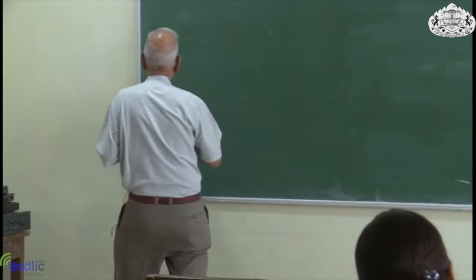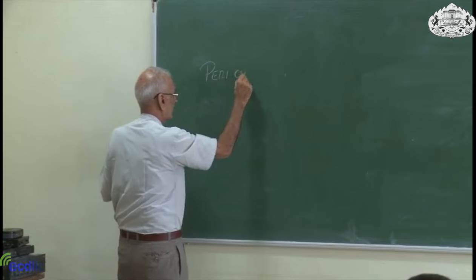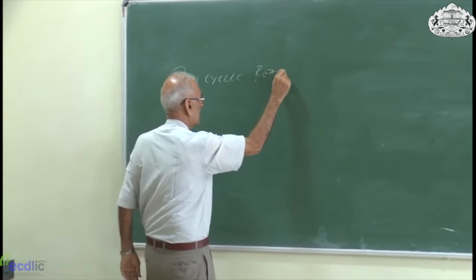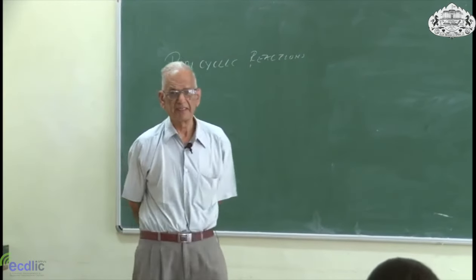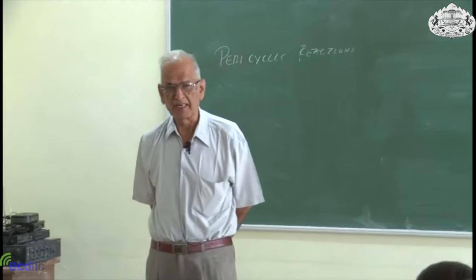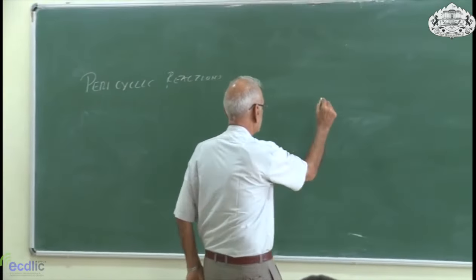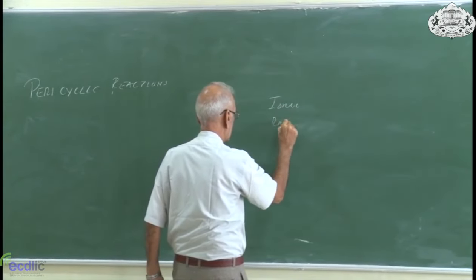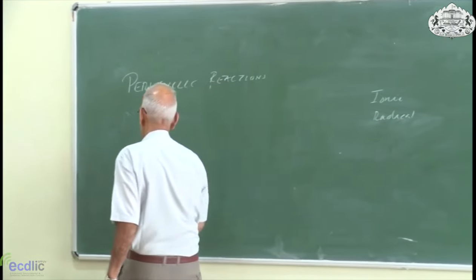We are going to talk about pericyclic reactions. Before the classification of this group of reactions, organic chemists used to talk about ionic and radical reactions. So, what is a pericyclic reaction?